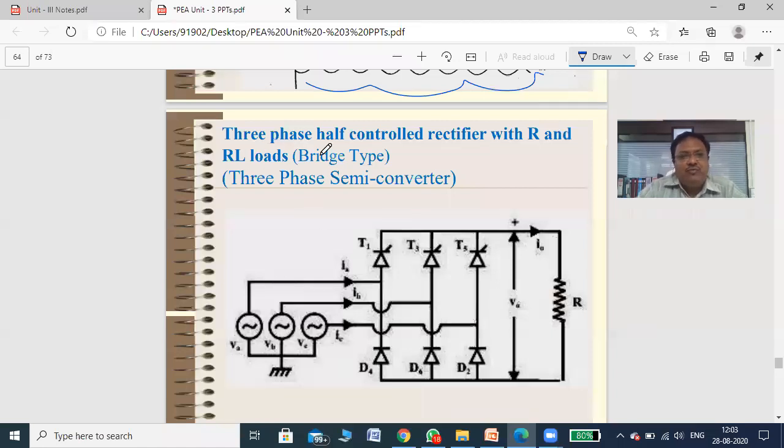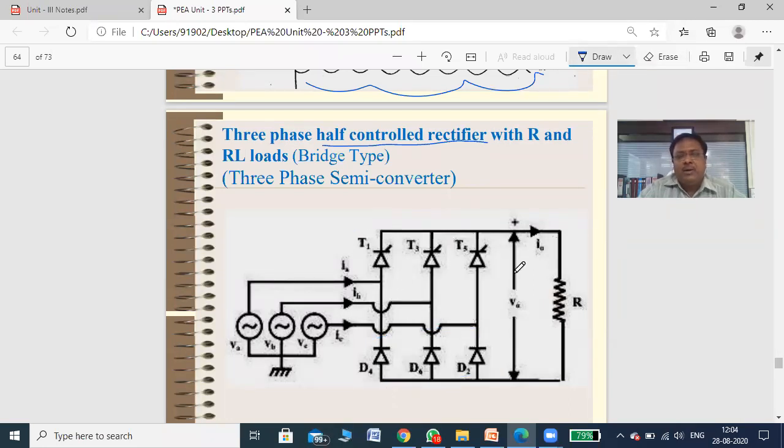So I'll start. Three-phase half-controlled rectifier or converter for R load, in which there are three-phase voltages, that is phase A, phase B, and phase C, right? Then we are using here three SCRs, T1, T3, T5, and three diodes, D4, D6, and D2. Okay. So half part of this converter is controlled and half part is uncontrolled. This part is the uncontrolled converter part and this is the controlled part. That's what is called a half-controlled converter. Half part is controlled, half part is uncontrolled.